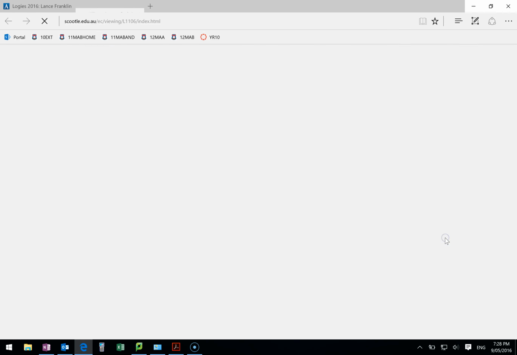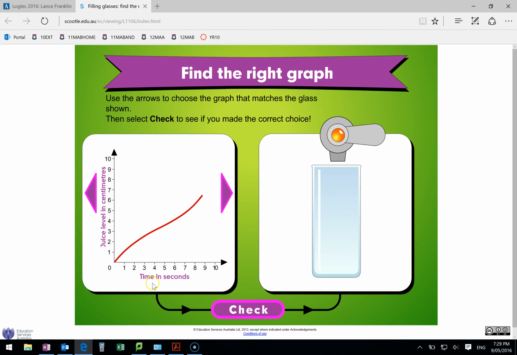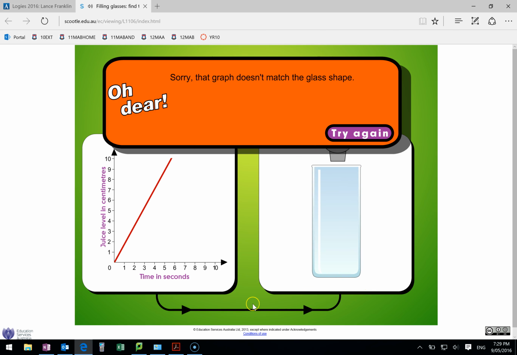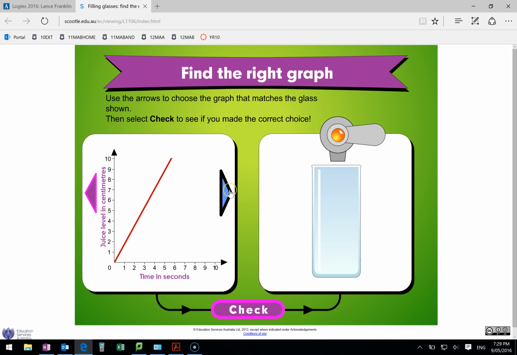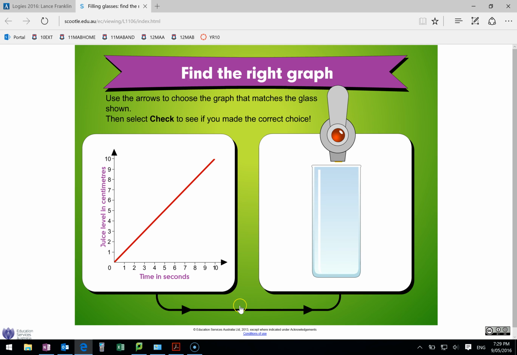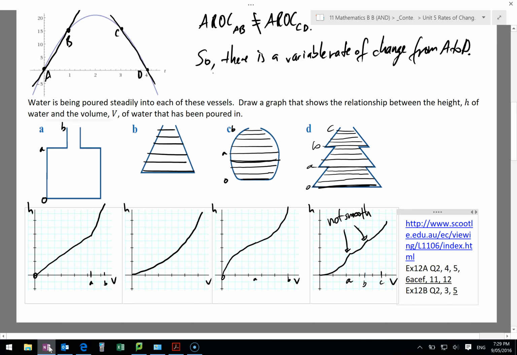I recommend that you click on this link and play this game, where you need to try and match the shape to this. This is a constant glass, so that one's not it. No, I was thinking that would be okay. Maybe one of these. Maybe this one. Yeah, filling out nice and slow at a constant rate. So you can play that for a bit, and make sure you have a go at these questions.